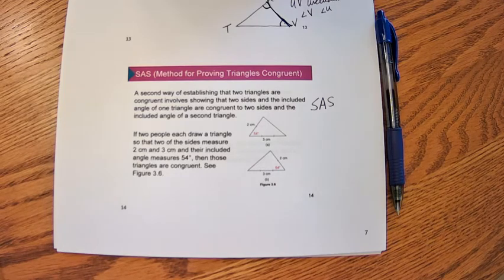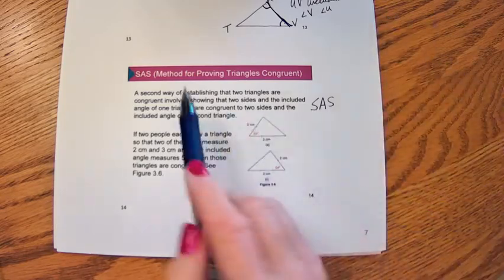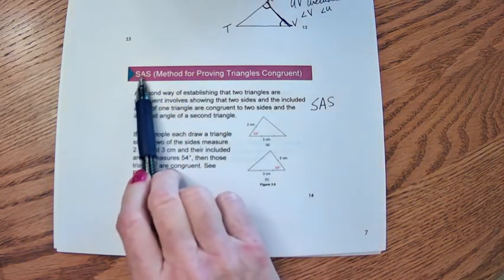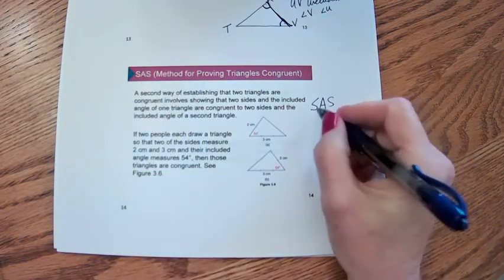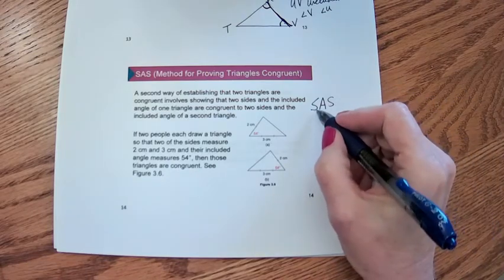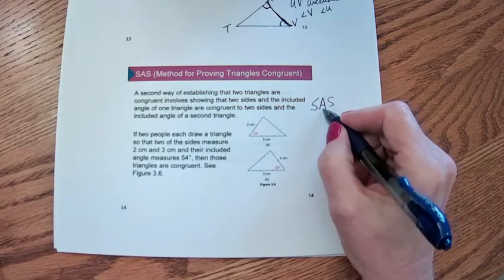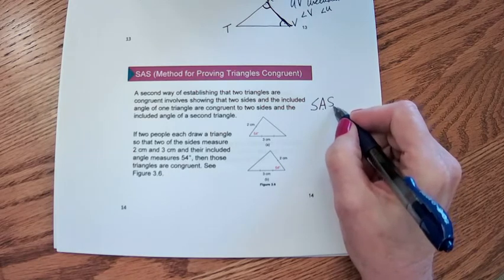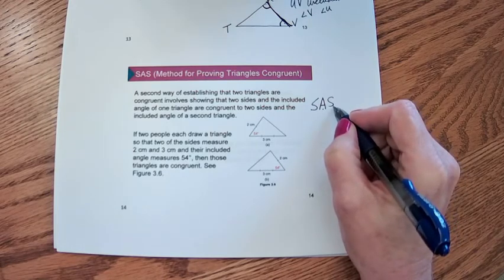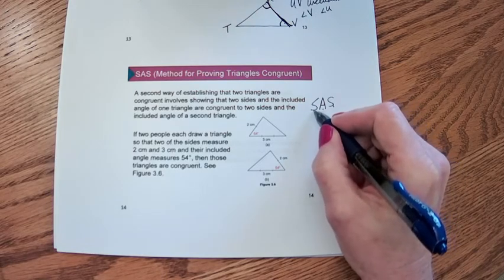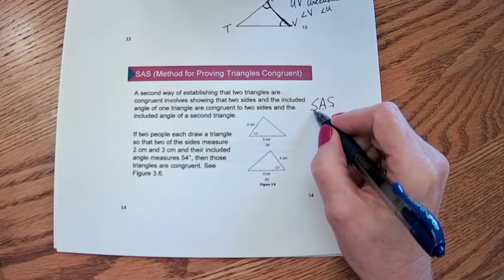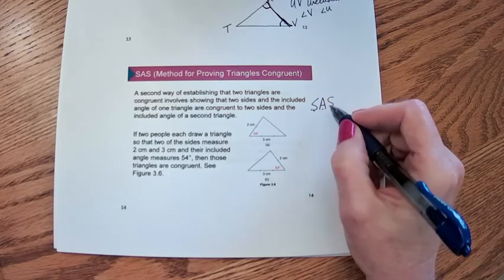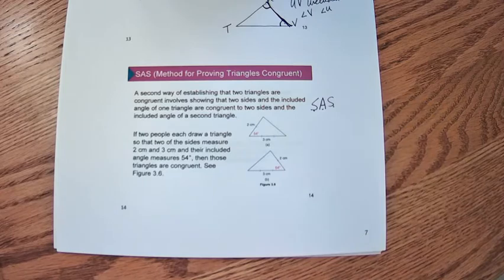Continuing with the second method for proving that triangles are congruent, this one is called side, angle, side. And the order of the letters is very important. That means a side, the included angle, and then the next side. If a side of two triangles is congruent, the included angle is congruent, and the next side is congruent, then the triangles are congruent using side, angle, side.